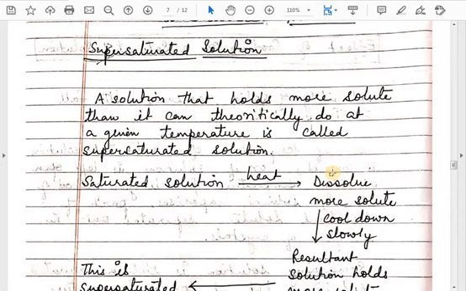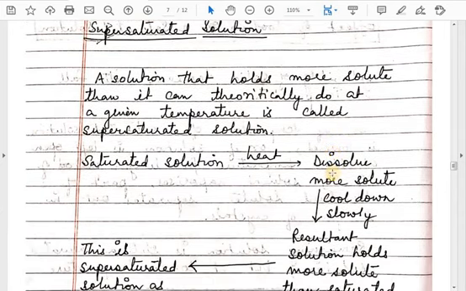The third term is supersaturated solution. It is a solution that holds more solute than it can theoretically do. If I calculate on paper, this much can be dissolved in this solution, but in practice you see that the solution holds more of the solute than whatever you have calculated theoretically at a certain temperature. That is called a supersaturated solution.